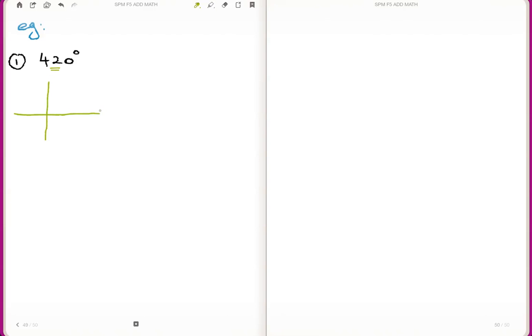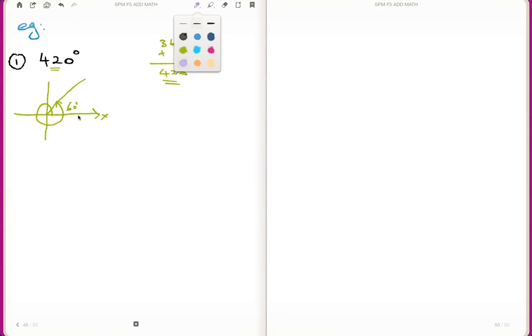Now this one here is always hypotenuse, x over the right hand side. In order to get 420, you need to go one round, 360, and then go another 60, isn't it? So 360 plus 60, that will be 420. So you know that this angle falls in the first quadrant. It's an equivalent acute angle. That will be so much easier.